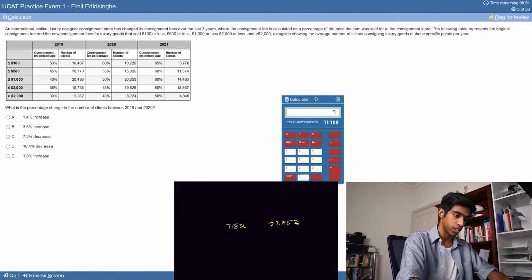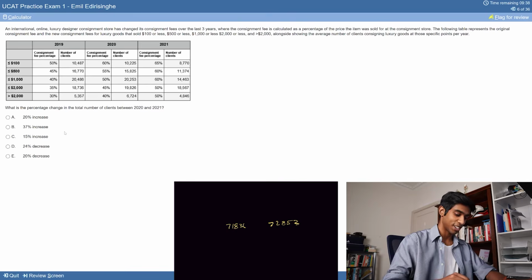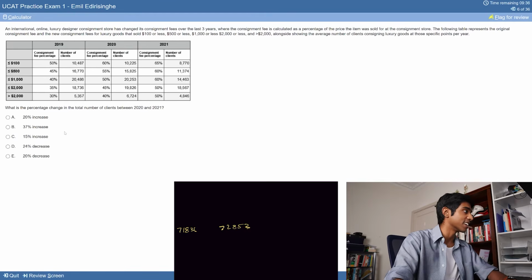Minus 71836 divided by 71836 times 100. 1.4% increase. Okay, percentage increase. Good thing I wrote it down actually.